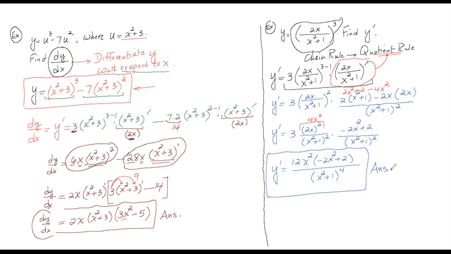All right, so if you have a power that's sitting out here, the 3, then you would have to use a chain rule after that quotient rule. If you didn't have that power here, then it's just a plain quotient.